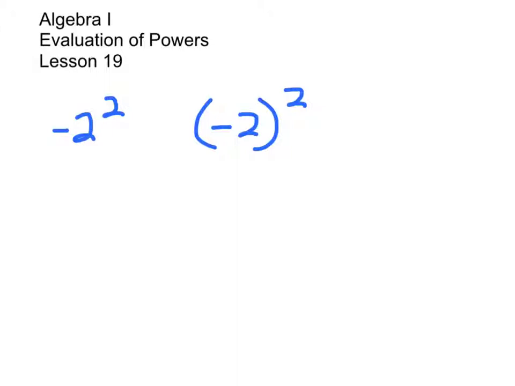On the expression on the right, you're going to square the 2 and then take the opposite of that answer. So in other words, I would read this expression as the opposite of 2 squared. The opposite of 2 squared. So take 2 squared, which is 4. What's the opposite of 4? I get a negative 4.